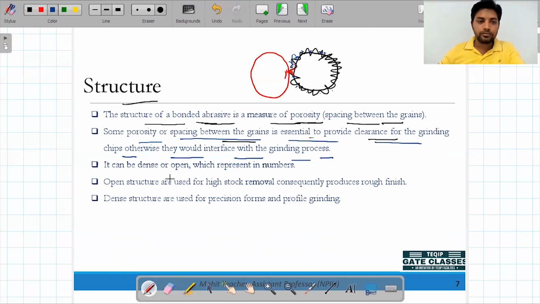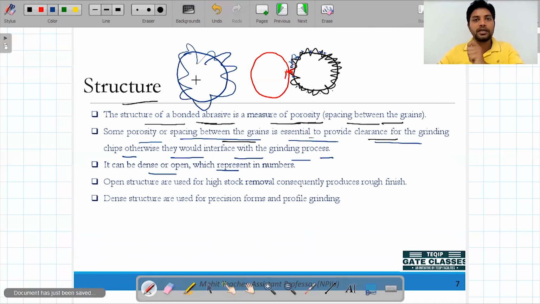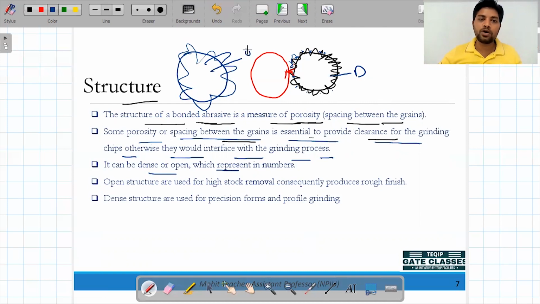Okay, it can be dense or open. Now this is one type and another is like this. If the size of the grain is large, then only a few grains will come in contact with the workpiece, because only a few are on the periphery of the grinding wheel. But if we are using a small grain size, then the number of grains over the periphery is higher. So this is basically the dense structure and this is the open structure.